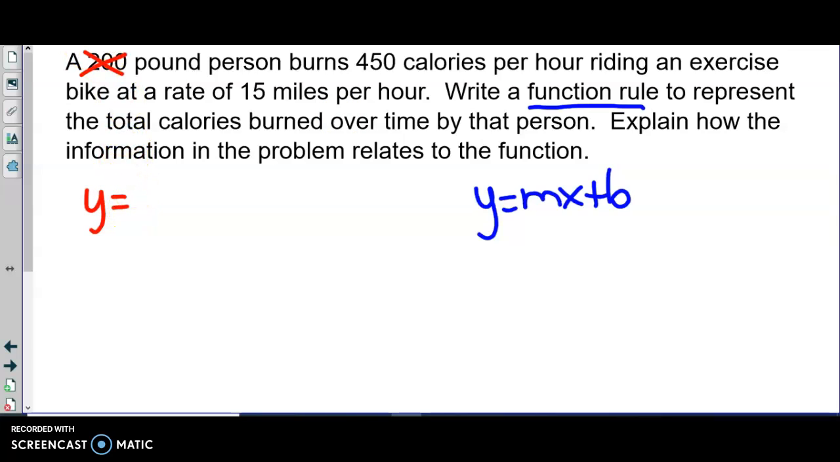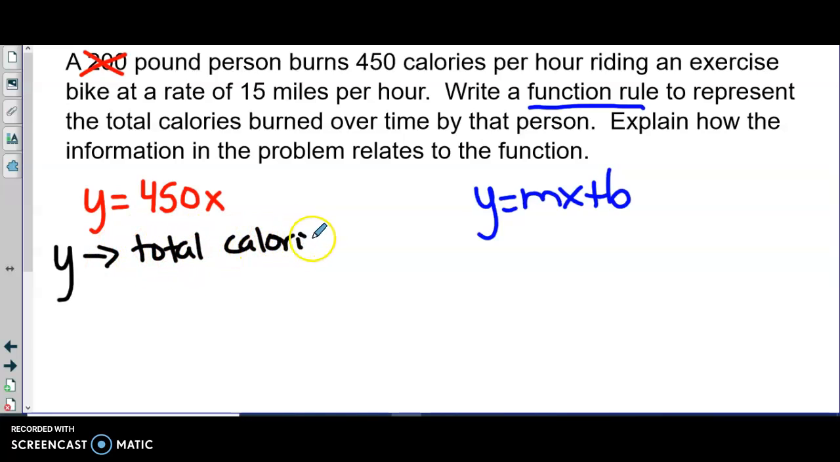So, we could write this a couple different ways. Let me show you a couple of them. The first thing I notice is that he burns 450 calories per hour. So I could do y equals 450x. And this is all I would have to do to have an appropriate function rule. But it does say explain how the information in the problem relates to the function. So you would have to note that y is the total calories burned, and that x represents an hour, the rate per hour, as long as he's going 15 miles per hour.